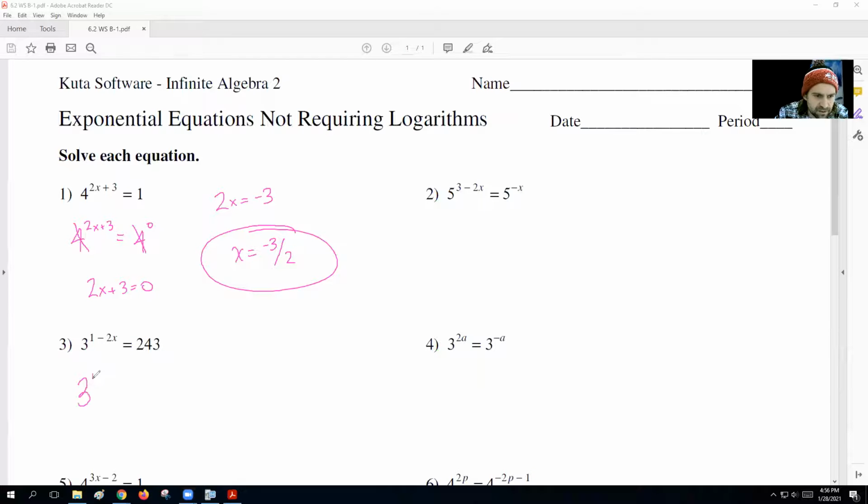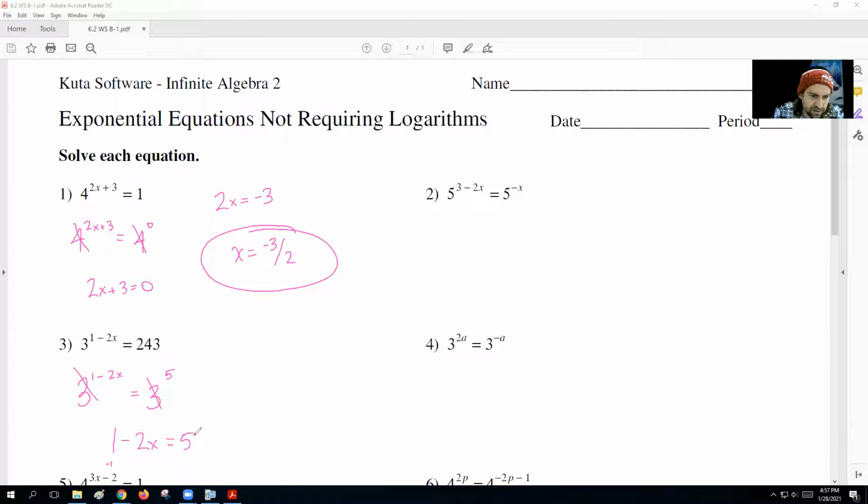All right, so our base is 3 minus 2x. Okay, what is 243? That is 3... We don't know, grab a calculator. All right, I'm guessing 3 to the 4th power. Nope, that's 81. 3 to the 5th power, 243. Okay. So now these bases are canceled out, and we got a problem that's 1 minus 2x equals 5.